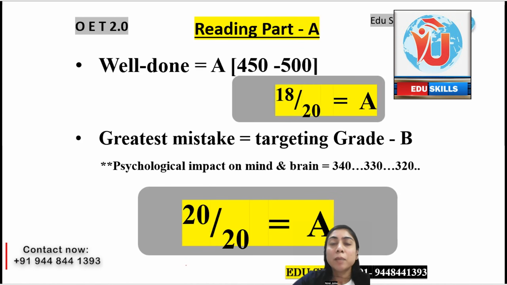Grade A is 450 to 500. So this is 18. We have to get a minimum of 18 out of 20. Our greatest mistake is targeting grade B. It has a psychological impact on mind and brain. As I mentioned before, if we always fix on grade B, 350, that's why it's going to 340 or below, grade C, like that. So always aim for grade A.